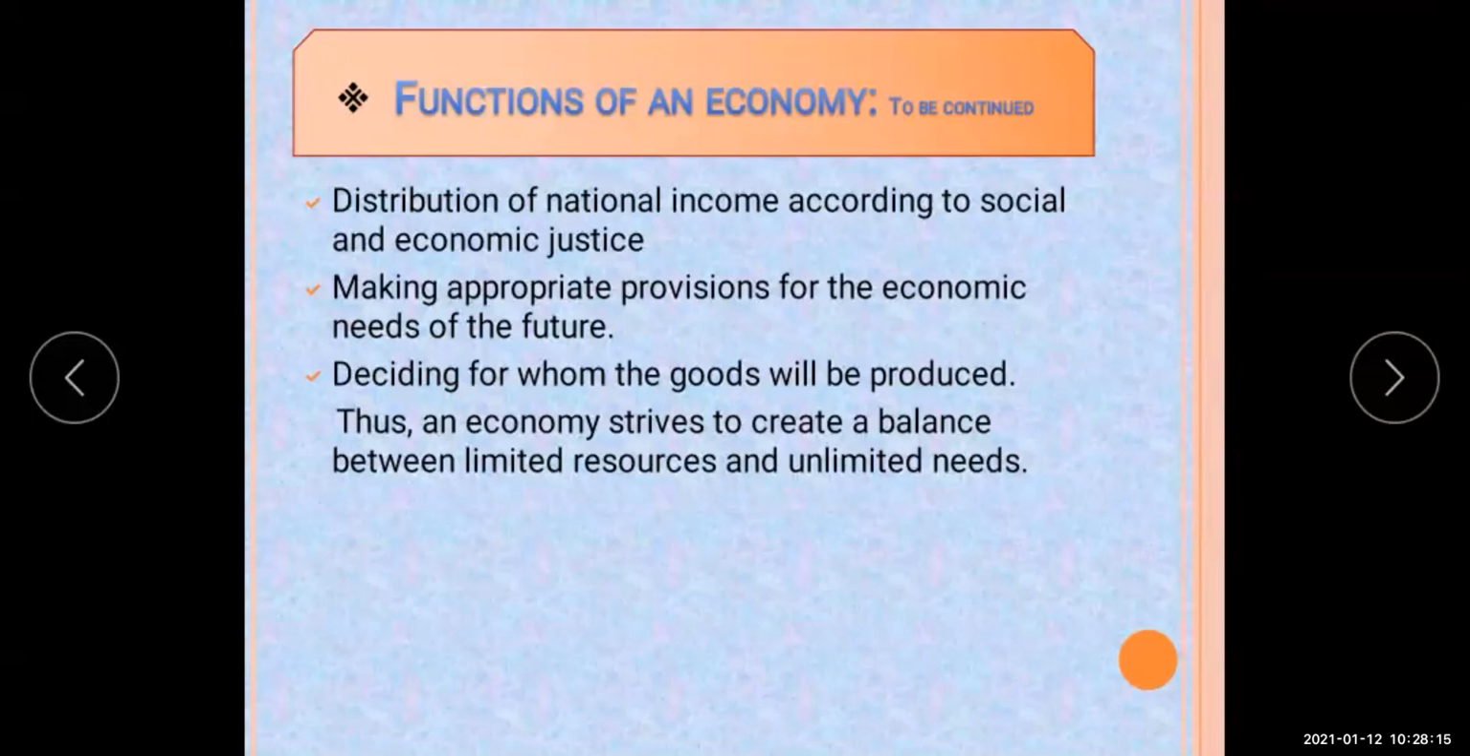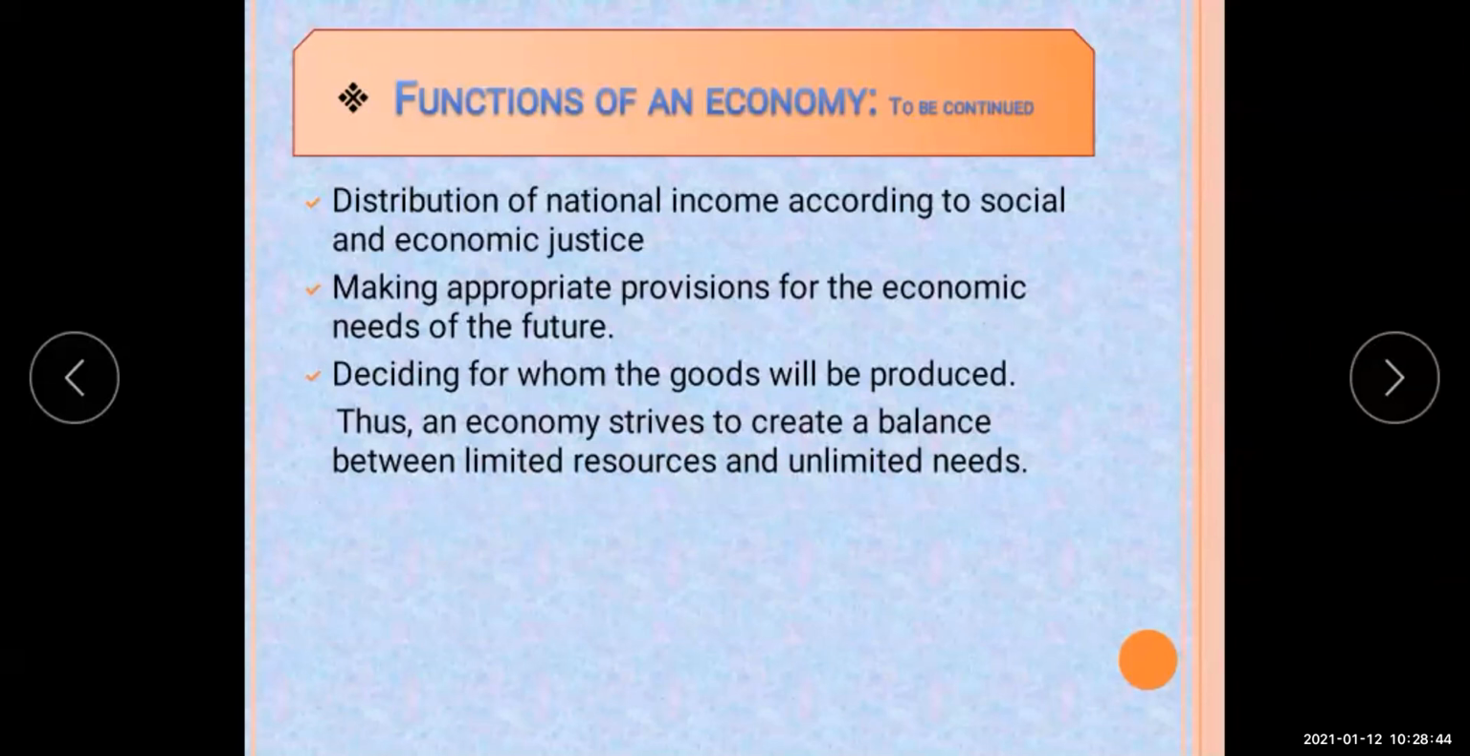So this was about deciding the product we are going to sell to the society. But see what the first preference will be, and then start manufacturing the goods. Thus, an economy strives to create a balance between limited resources and unlimited wants.